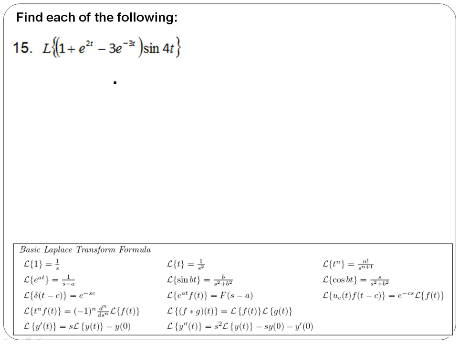Here I need to break this up into different Laplace transforms. I've got the Laplace of 1 times sine 4t, that's just sine 4t, plus the Laplace of e to the 2t sine 4t. So notice here, because we have an exponential multiplied by some other function, this is where we're going to use that first translation theorem. We use this.